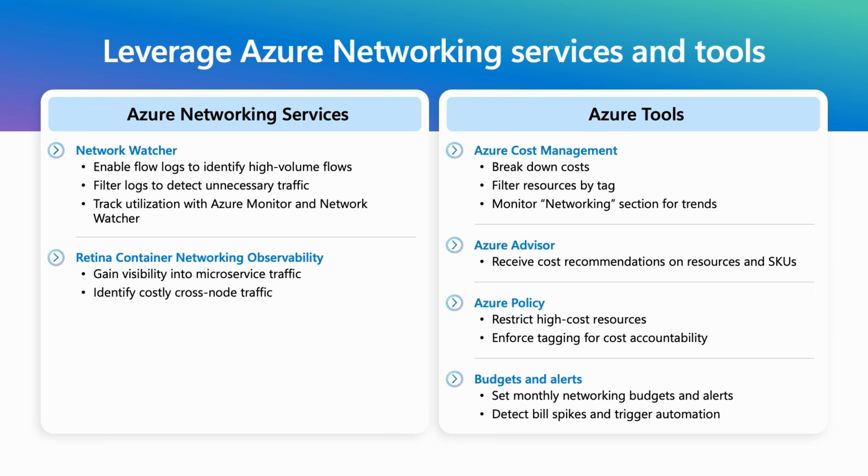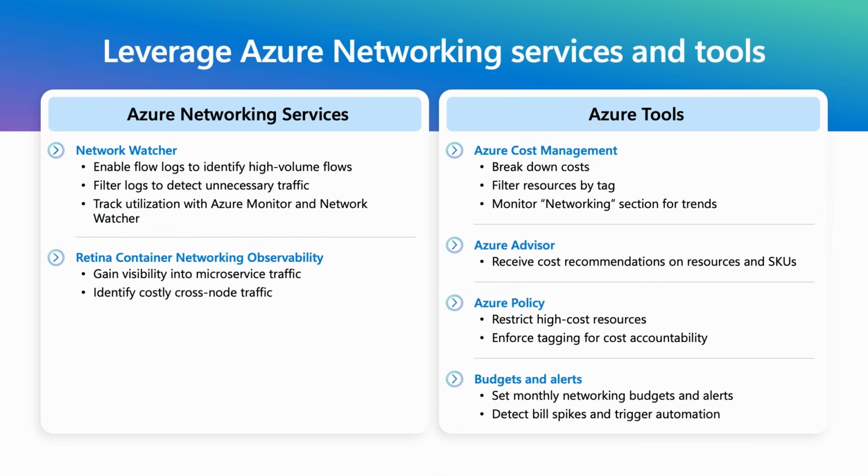For containerized environments, Retina Container Networking Observability provides deep visibility into microservice traffic, helping you identify costly cross-node traffic and optimize your service mesh or caching strategies. Broader Azure tools are also incredibly helpful.